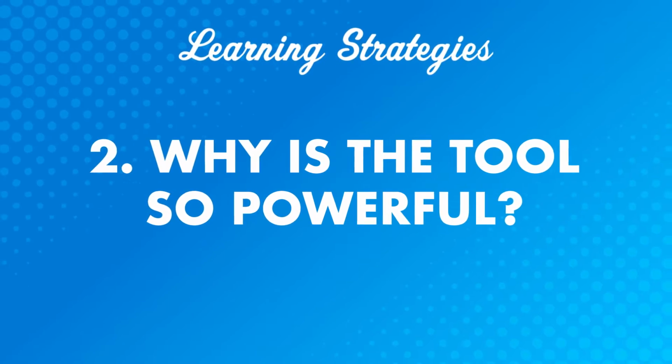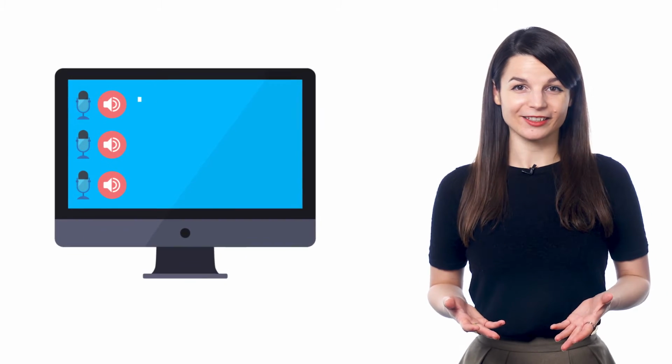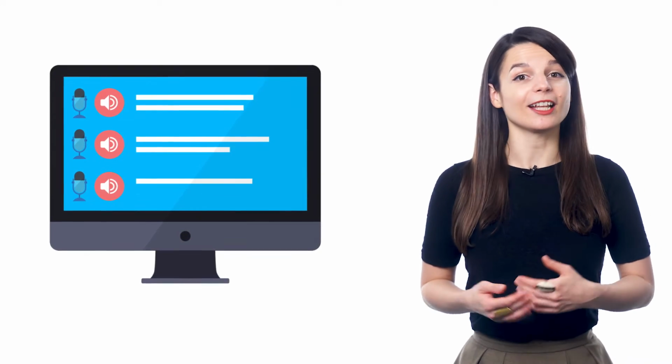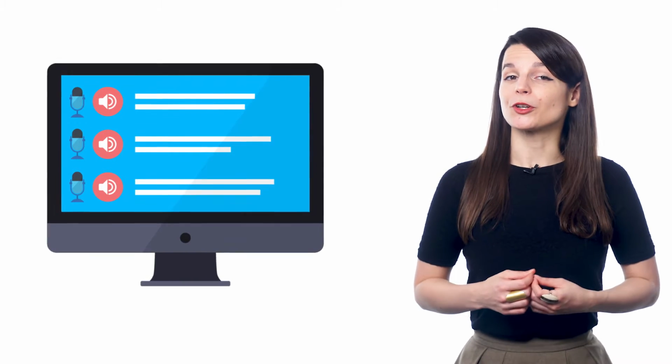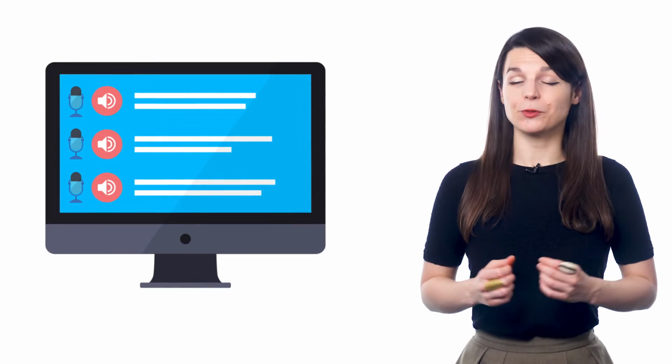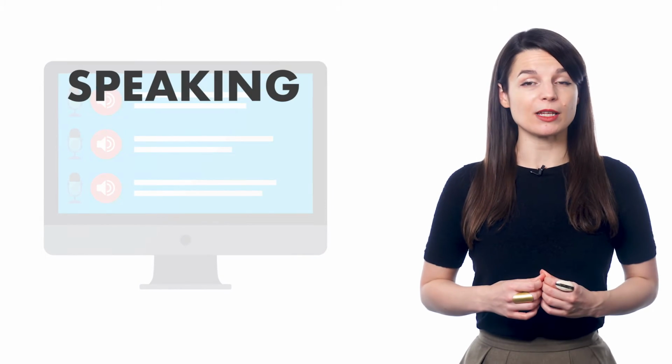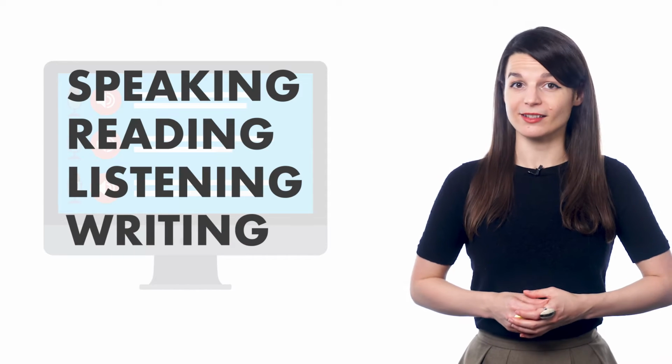Number 2. Why is the tool so powerful? For example, let's look at how you can use it to improve your speaking skills. When you listen to a lesson, use the dialogue to read along. As you listen, speak out loud along with the lesson. Repeat what you hear. The Dialog tool makes mastering conversations super easy. It breaks down the lesson conversations one line at a time. You can use it to make sure you understand every line, phrase, and word without getting overwhelmed. And you can also use it to perfect your speaking, reading, listening, and writing skills.